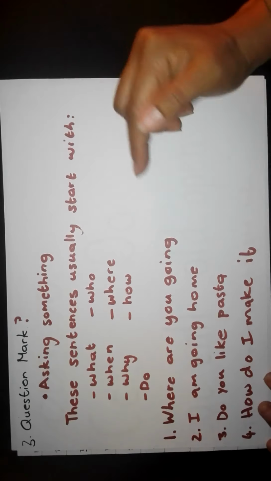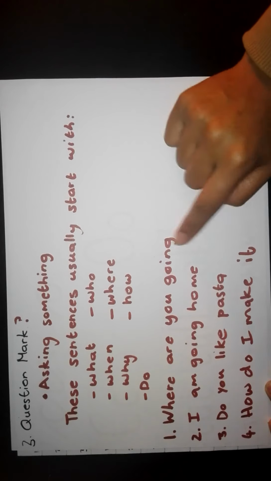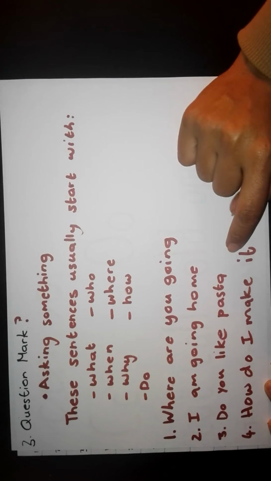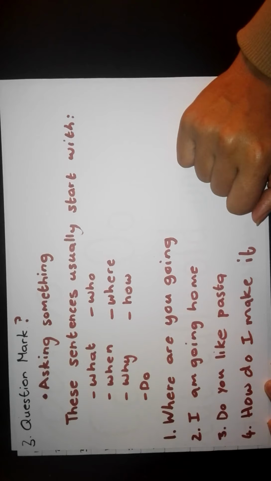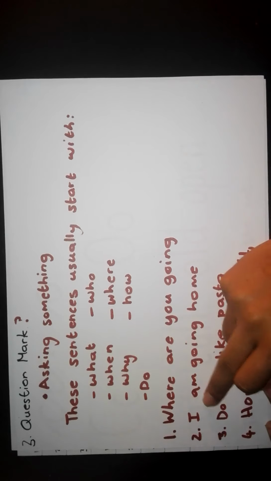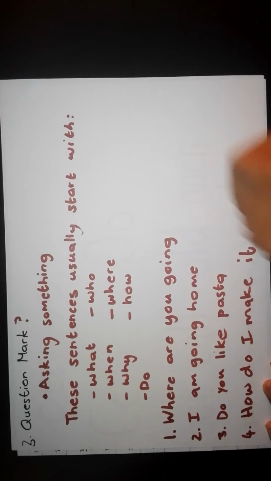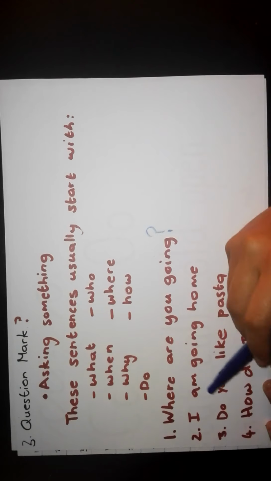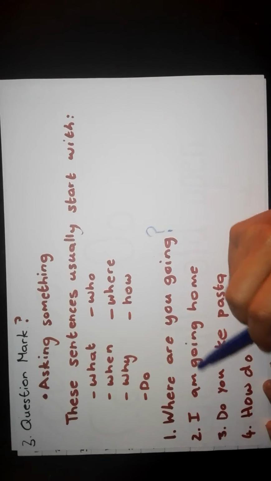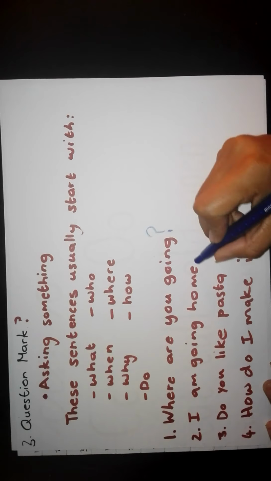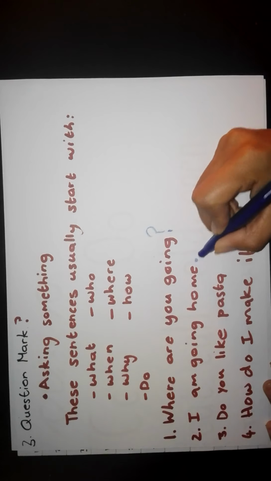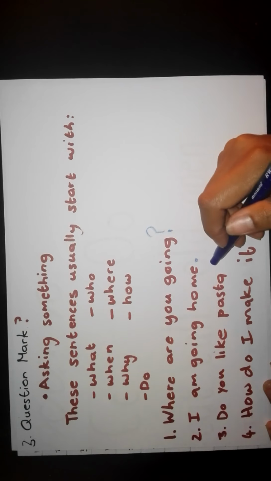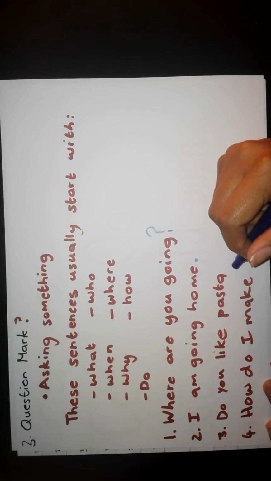Okay, so I'm going to go through these sentences, and again you can pause the video and try and figure out which ones are questions and which ones are not questions. Okay, so number one says, where are you going? That is a question. It's asking you something. Number two, I am going home. That is not a question. It is a full stop. I'm not asking you anything. I'm just saying that I'm going home, so it's not a question.